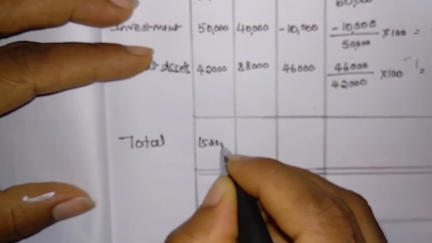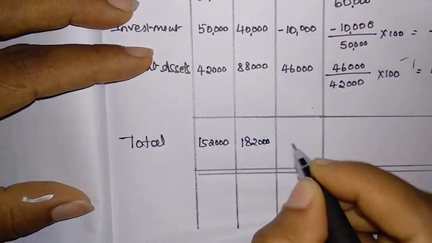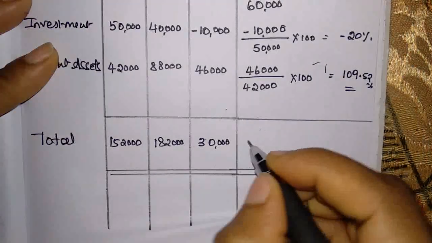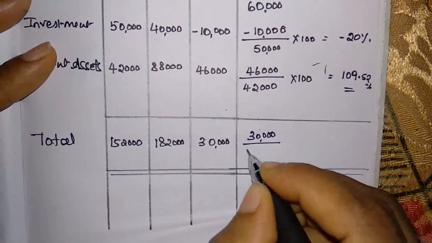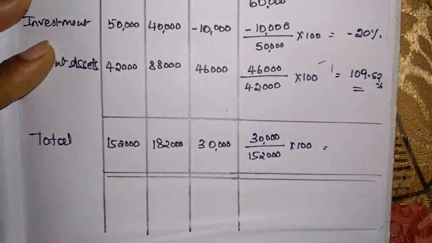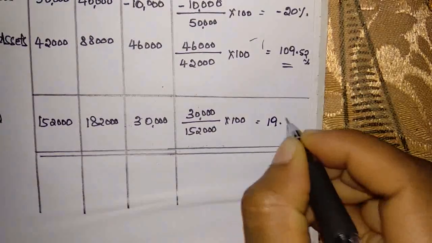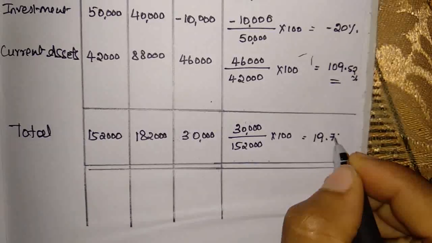Now find the total. 1,52,000 is the value of assets in the base year. Current year it is 1,82,000 and change is 30,000. So 30,000 change divided by base year value into 100. So the percentage is the same as liabilities, that is 19.73 or 74%.